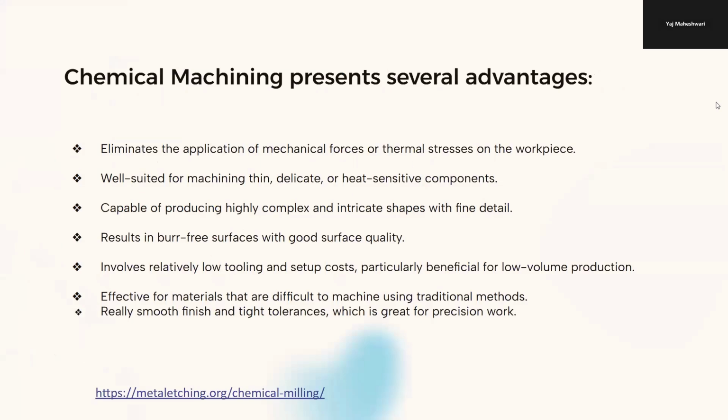Chemical machining eliminates the application of mechanical forces and thermal stresses on the workpiece. It's also well suited for machining thin, delicate, or heat sensitive components. It's also capable of producing highly complex and intricate shapes with fine detail, results in burr-free surfaces with good surface quality, involves relatively low tooling and setup cost, particularly beneficial for low volume production, effective for materials that are difficult to machine using traditional methods, really smooth finish, and tight tolerances, which is great for precision work.